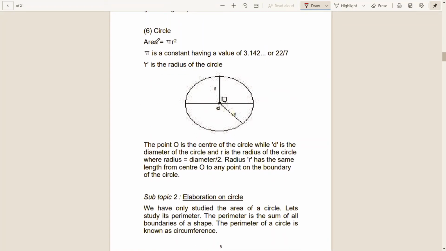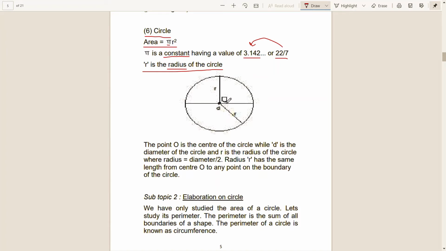The next and the last, which is very, very important, is the circle. Area is pi r squared. Now what's pi? For those doing mensuration for the first time, pi will be a new thing. Pi is a constant, that means it can never change, having a value of 3.142 or 22/7. When we solve 22/7, we get 3.142. R is the radius of the circle. What's radius? Let's study the diagram of a circle. This is the diagram of a circle.